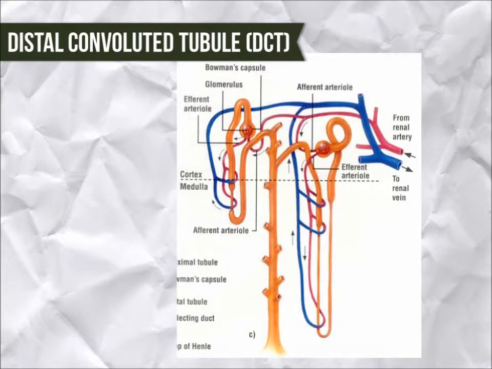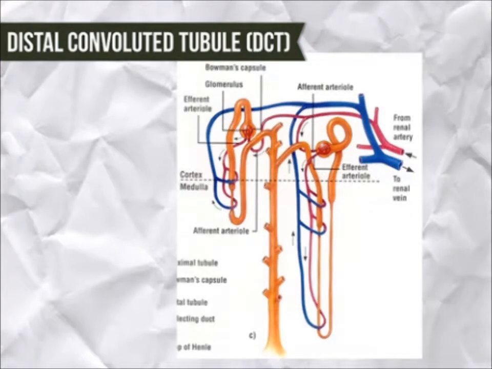Distal convoluted tubule. The distal convoluted tubule is similar to the proximal convoluted tubule in structure and function. Cells lining the tubule have numerous mitochondria, enabling active transport to take place by the energy supplied by ATP. Much of the ion transport taking place in the distal convoluted tubule is regulated by the endocrine system.